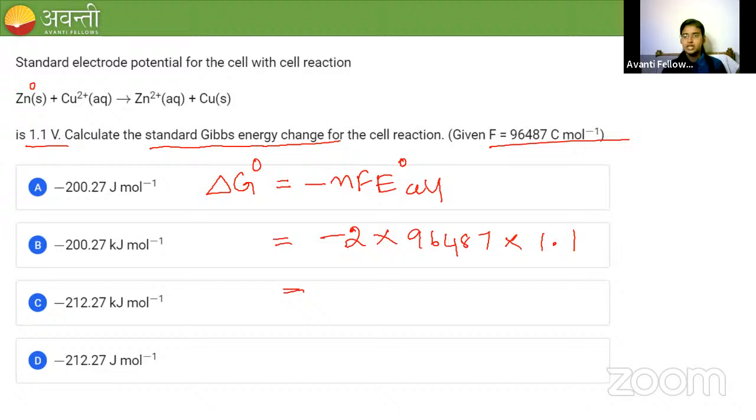One of you has got the answer? Minus 212271.4. Very good. So is this the answer in terms of joules or kilojoules, Ramya? Is the answer you're giving in joules or in kilojoules? This minus 212271.4.